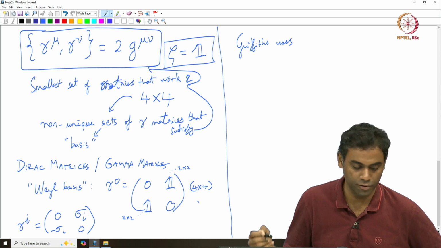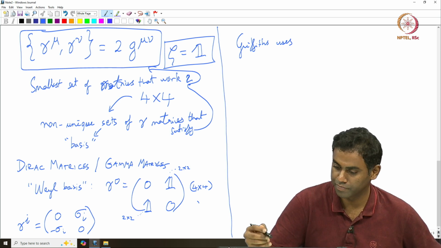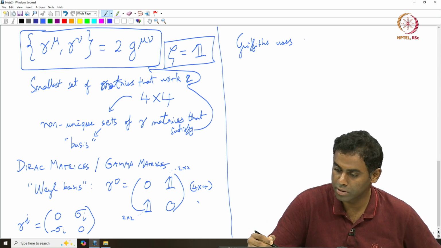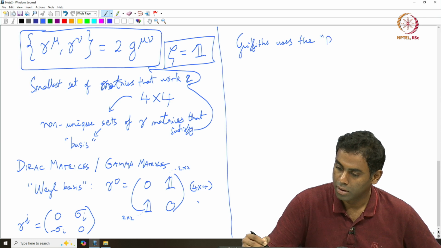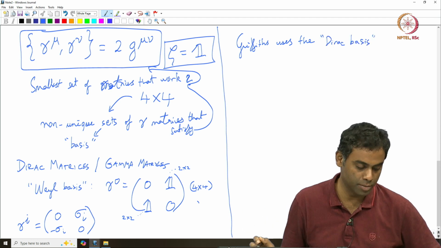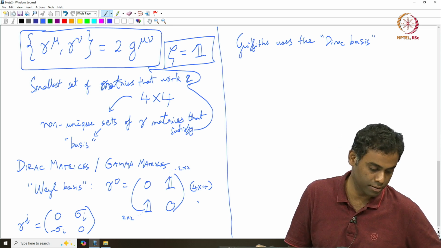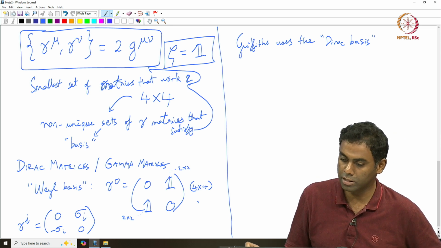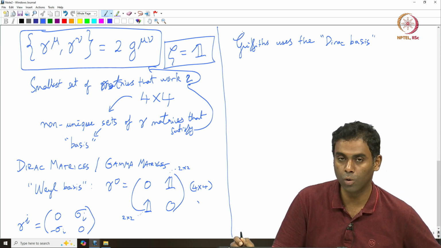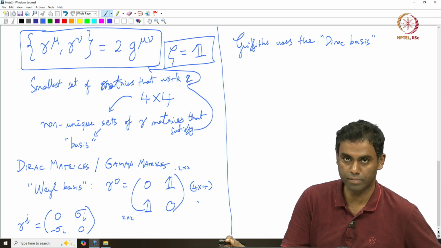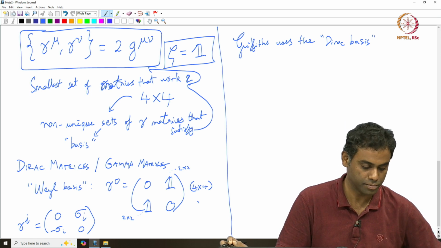Okay, if you have been following Griffiths as the textbook for this course, he uses the basis that is slightly confusingly called the Dirac basis. I believe this is the basis that Dirac himself had used in the beginning. And this is not so friendly to how I will treat spinors in this course, the Lorentz spinors.